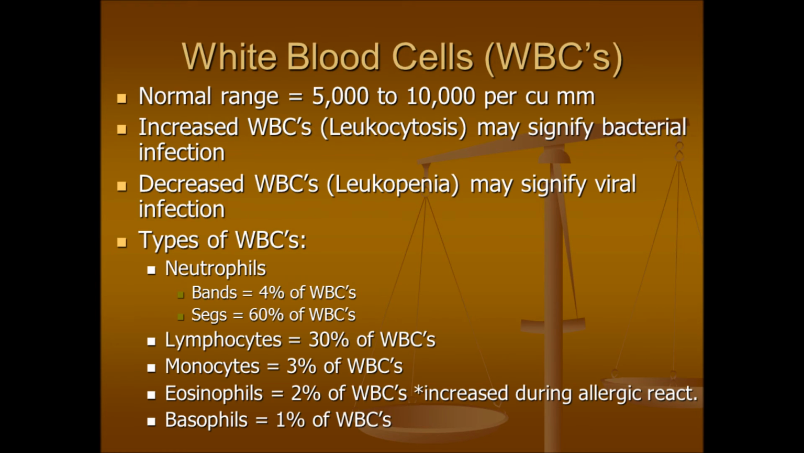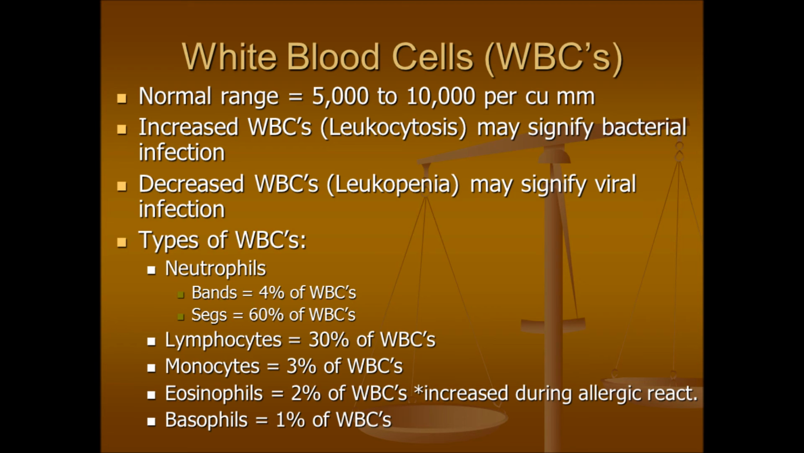White blood cells are also called leukocytes. Don't get that confused with lymphocytes. Leukocytes means white blood cell, and lymphocyte is a type of white blood cell. So the normal range is 5 to 10, or 5,000 to 10,000 per cubic millimeter. Depends on what your facility uses.